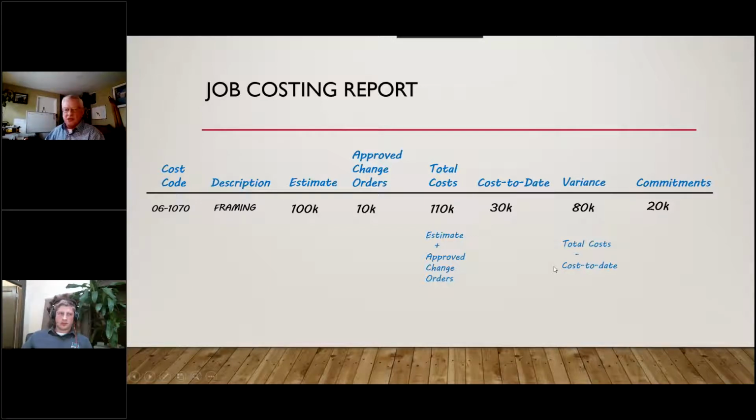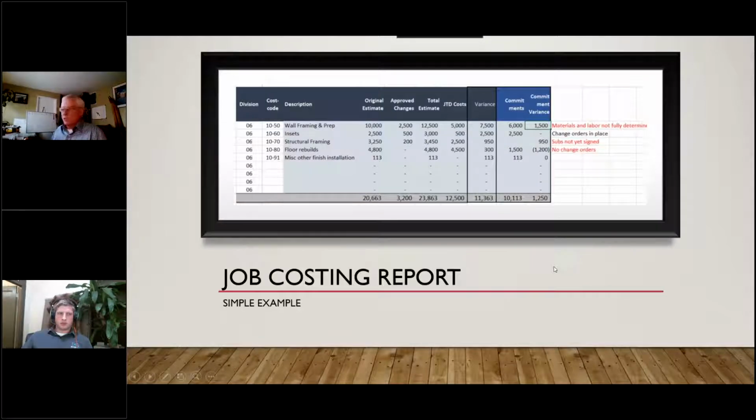Let's look at an actual report. This report kind of flows through the same thing. I took an actual job cost report and just rounded the numbers to make the math a little bit easier. But where you see off on the right, you see highlighted problems, or things that need to be paid attention to.